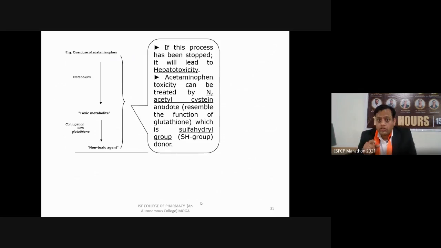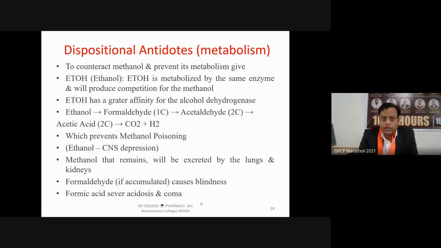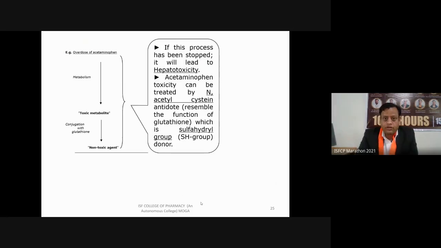This is another example of dispositional antidotes with metabolism. Here we discussed the role of metabolism, how different toxic metabolites are formed, and how these metabolites can be inhibited by using antidotes. In acetaminophen toxicity, we use the antidote acetylcysteine, which resembles the function of glutathione and is a sulfhydryl (SH) group donor. This SH group binds with the toxic metabolite and forms a conjugated product.